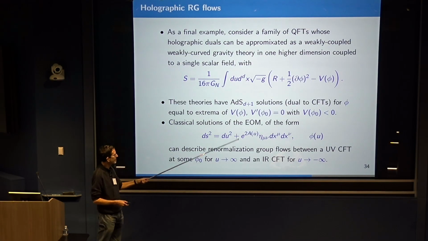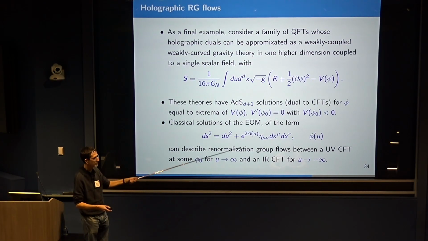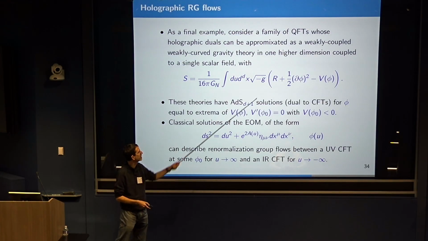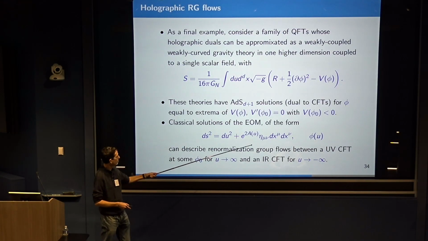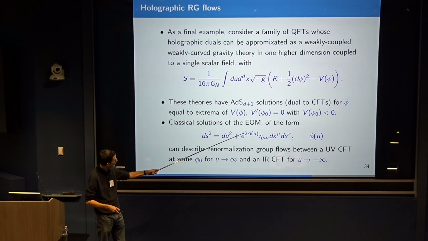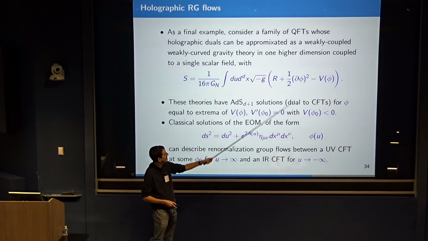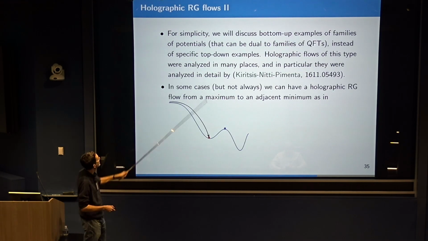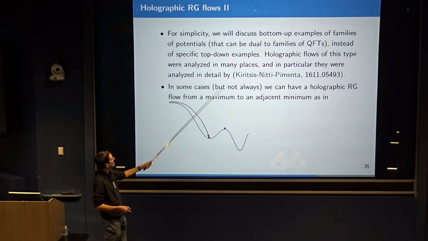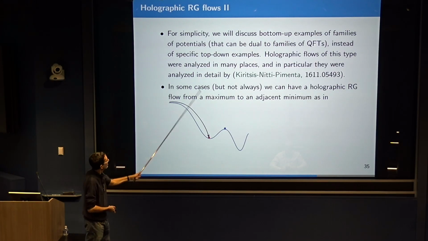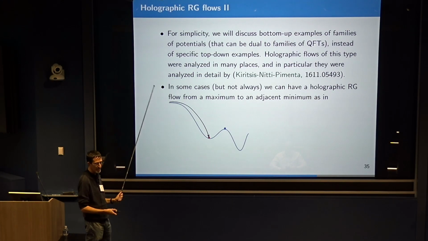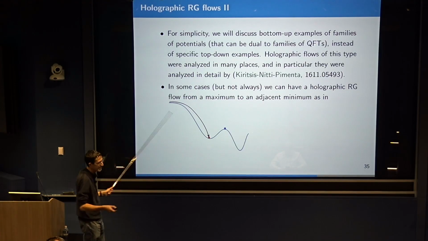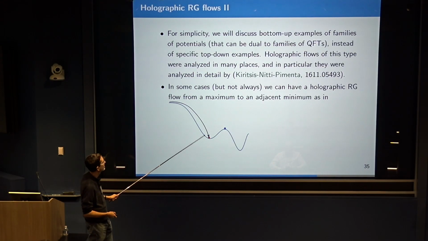And we can discuss renormalization group flows between these fixed points just by looking at classical solutions to this gravity action, where the scale factor changes in this way, and where also this scalar field changes as we move in the radial direction. For simplicity, I won't discuss any top-down examples of this, but we'll just imagine choosing by hand some family of potentials in the bulk.